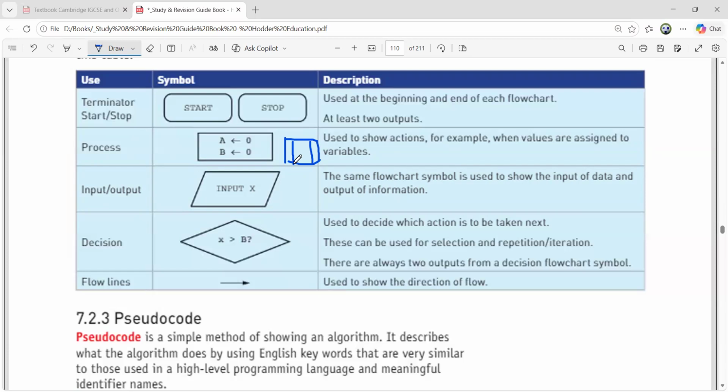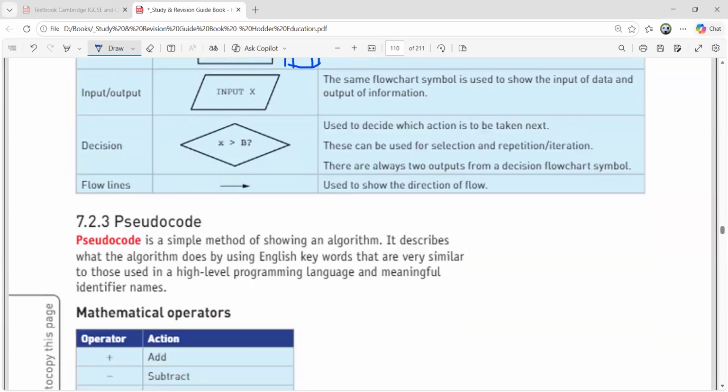It is for a subroutine. And remember, can anyone of you please recall what a subroutine is? Subroutines include procedures and functions. So you can use this to represent a subroutine. This is what you need to know because it has come in the paper and it can again come in your paper. So just remember this is the symbol for your subroutine.